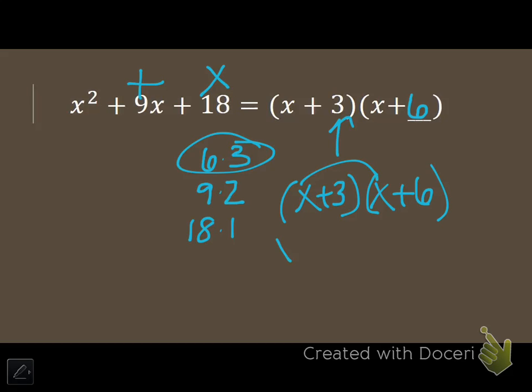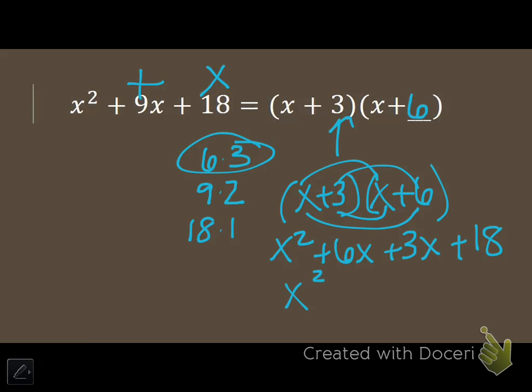So first, x squared, outside, inside, and last. So here's how we get that plus 9x and then plus 18 at the end. So we're trying to figure out what multiplies to get me 18 but adds to get me 9.